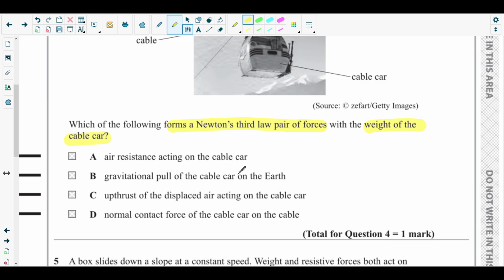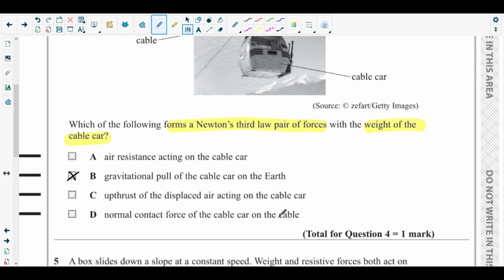That's why. Okay, so here in this case B would be the action reaction force, Newton's third law pair force, you can say. The earth is pulling the cable car, so the cable car is pulling the earth. Simple. C is not the answer. Definitely not, because upthrust of the displaced air acting on the cable car, upthrust is not the cause for weight, so not possible.